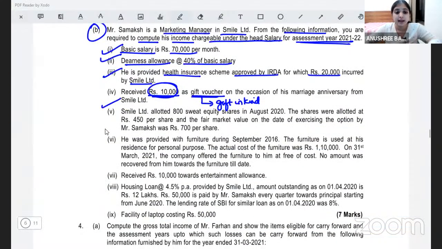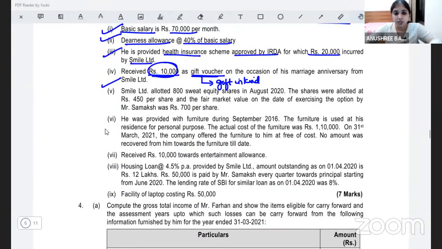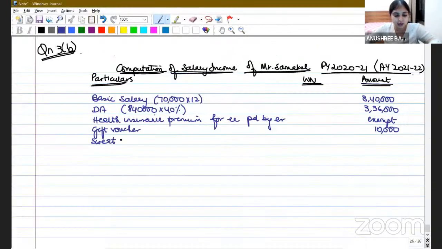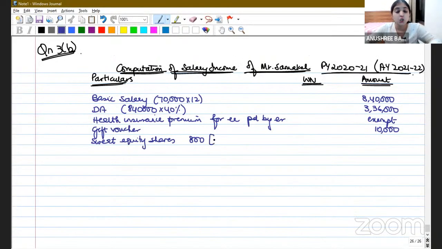Then Smile Limited, who is Smile Limited? The employer. Smile Limited allotted 800 sweat equity shares in August 2020. Shares were allotted at 450 rupees per share. FMV on the date of exercising the option was 700 per share. So here under particulars, write down sweat equity shares. How many shares did Samaksh buy? 800 shares.